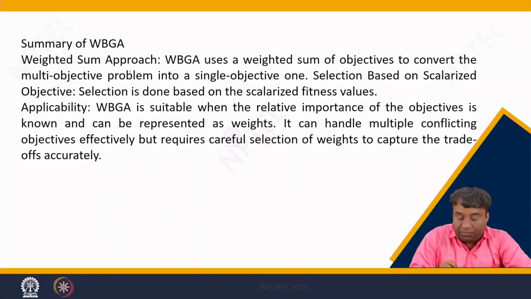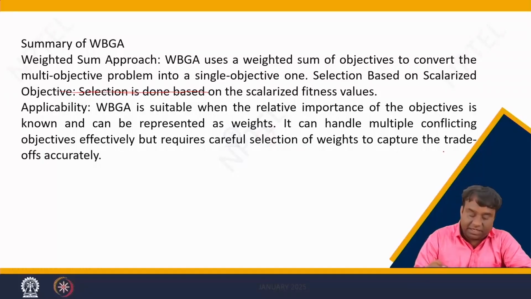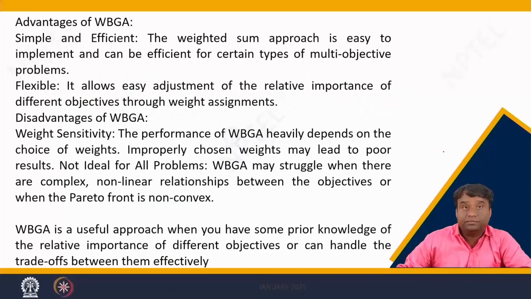The weighted sum approach: WBGA uses a weighted sum objective to convert the multi-objective problem into a single objective one. The selection is based on the scalarized fitness values. WBGA is suitable when the relative importance of the objectives is known and can be represented as weights. It can handle multiple conflicting objectives effectively but requires careful selection of weights to capture the trade-off accurately.